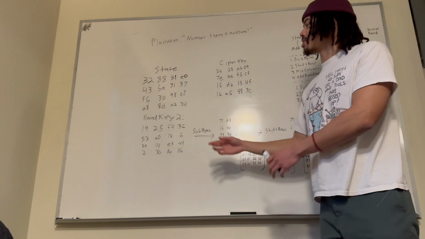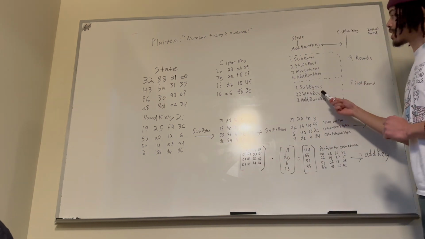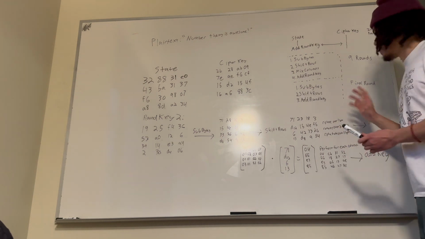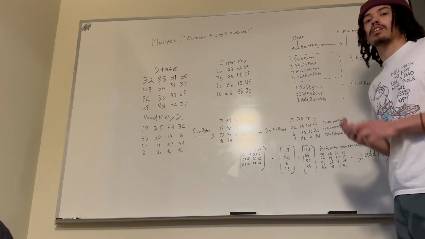And we repeat this cycle until we get to our final round, in which we will not mix the columns, because at that point it gets redundant and it will save time to not mix the columns.